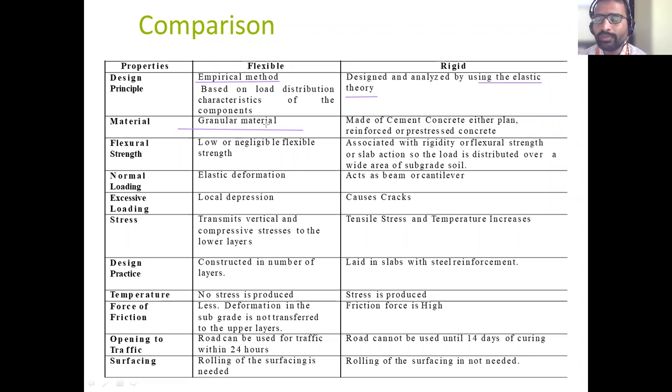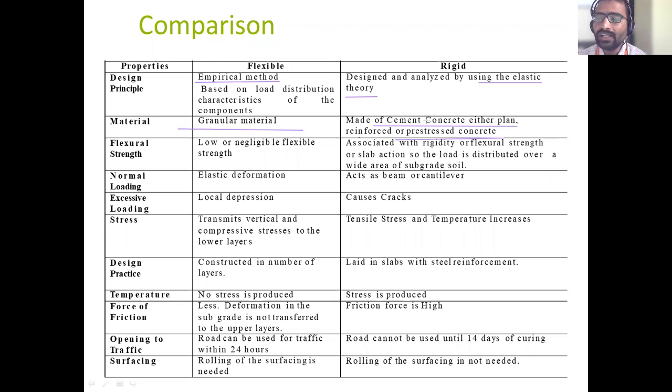There are granular materials. What are granular materials? These are soils, different kinds of soils. Granular materials are there, and there may be stone materials also. Granular means soils and stone materials. And when you come to rigid pavement, these are made up of cement concrete, either plain or reinforced or pre-stressed concrete.